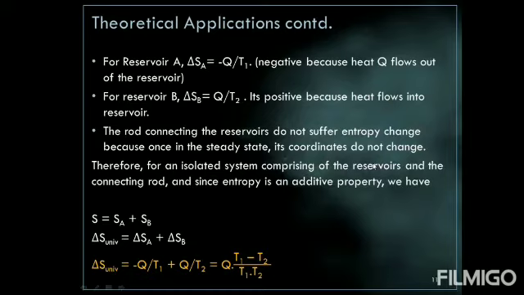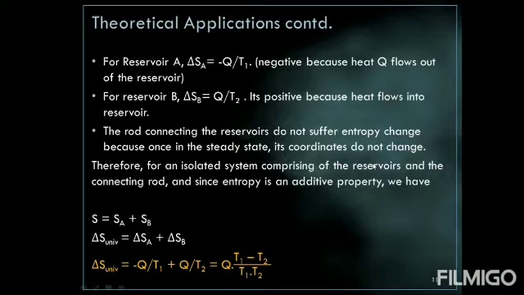And putting the formula of delta SA and delta SB, we have delta S universe equals Q into (T1 minus T2) divided by T1 into T2. Now here we assumed that T1 is greater than T2. Therefore, we will have delta S universe greater than 0. That is, it is an irreversible process.